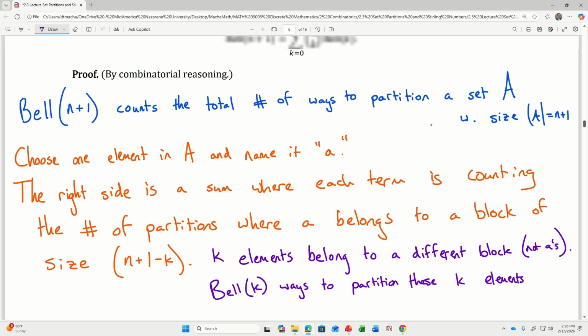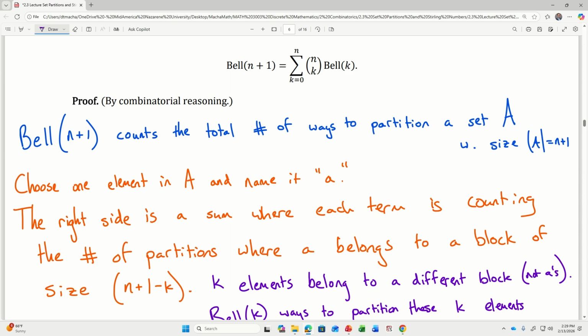So that explains part of our sum. Over here, that's the number of ways I can partition K elements. The n choose K part, that binomial coefficient, is telling me the number of different ways I can choose K elements out of n elements to not belong to A's block. Notice the set capital A has a size of n plus 1, but this is only n choose K, not n plus 1 choose K, because our little element lowercase a is going to be in A's block. There's no way to avoid that.